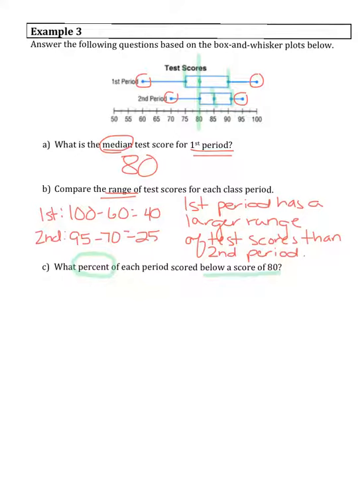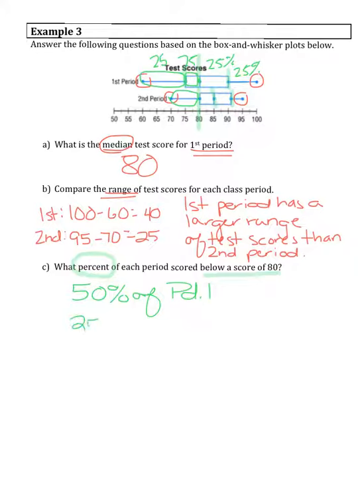Well, what percent of period 1 is below the 80? If I look at period 1, I have 25% here and I have 25% here. So 50% of period 1 scored below an 80%. Does everybody see where I'm getting that? Keep in mind it's 25%, 25%. Each quartile breaks the data up into 25%. That's how I got the 50%. So what percent of the class of period 2 is below an 80? Well, there's only one section there, so that's 25% of period 2.